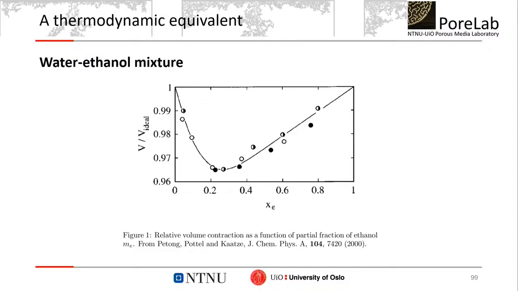water ethanol mixture. Now I'm going into real thermodynamics, classic thermodynamics. Forget about porous media. So I have water and I have alcohol, I mix the two. And here is the volume of the mixture as a function of percentage of ethanol. You see it goes from 1 liter down to a minimum here, 0.965, and then up again.